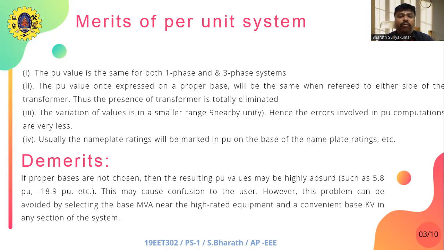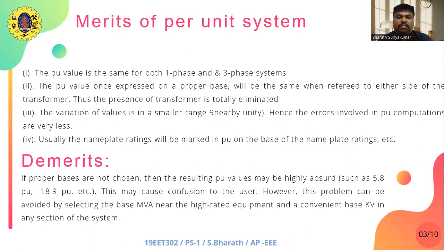Why do we go for a per unit system? The proper base will be there, and you need not each time convert all the parameters into different forms, such as kilovolt to volt, ampere to kA, or kVA to VA or MVA. All of this is made simple by the per unit system. And the change of base in the transformer from one side to another is also eliminated in the per unit system.